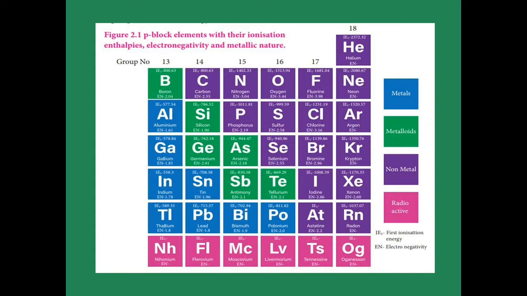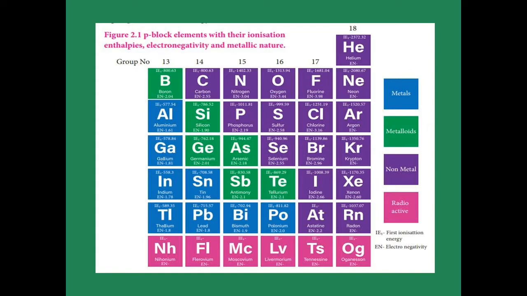In the carbon family, carbon is a non-metal, silicon and germanium are metalloids, and tin and lead are metals. So here also, the metallic character increases from non-metal to metal group-wise. In the 15th group, nitrogen and phosphorus are non-metals, As means arsenic, Sb means antimony, and Bi is bismuth. As and Sb are metalloids, and bismuth is a metal. So the metallic character increases group-wise.